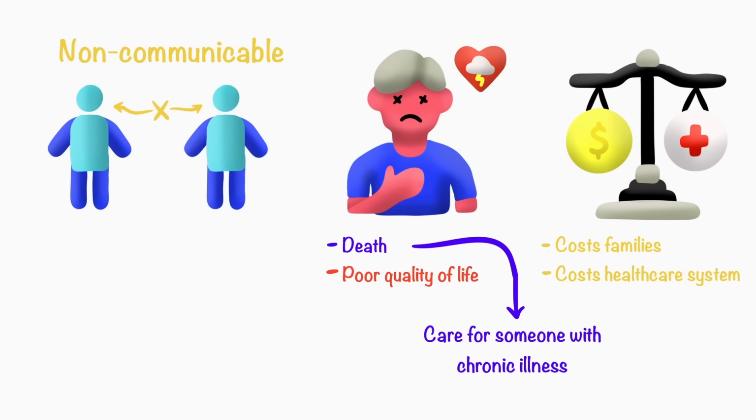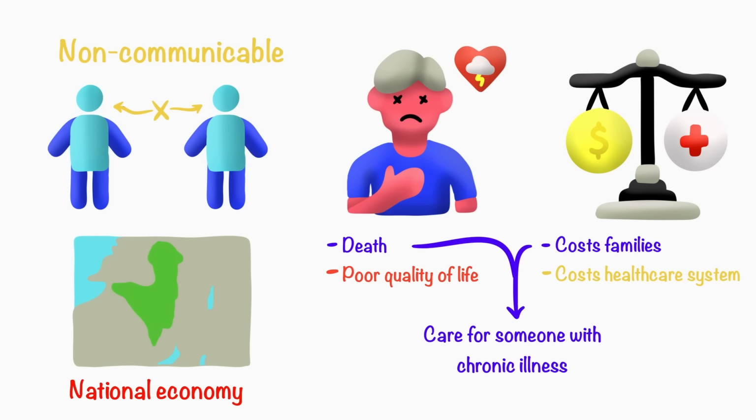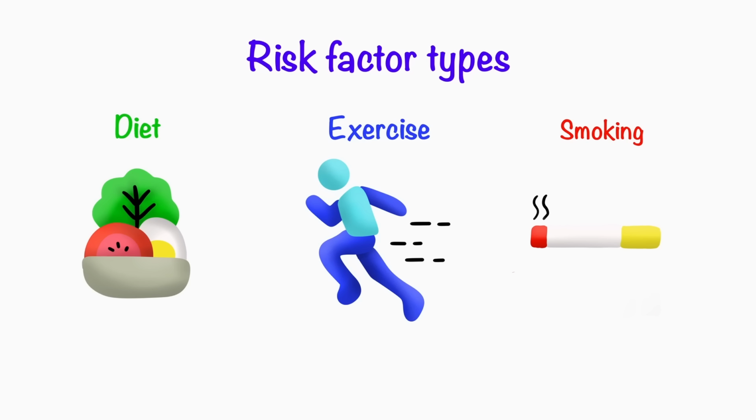Families might need to adapt their homes or reduce working hours to care for someone with a chronic illness. If someone can't work because of illness, their family might struggle financially. When lots of people in a country are ill, it affects the whole economy. Fewer people working means less money being made. Understanding risk factors is super useful because it helps us make better choices for our health. Making small, sustainable changes to our lifestyle can have a big impact on our health, both now and in the future.